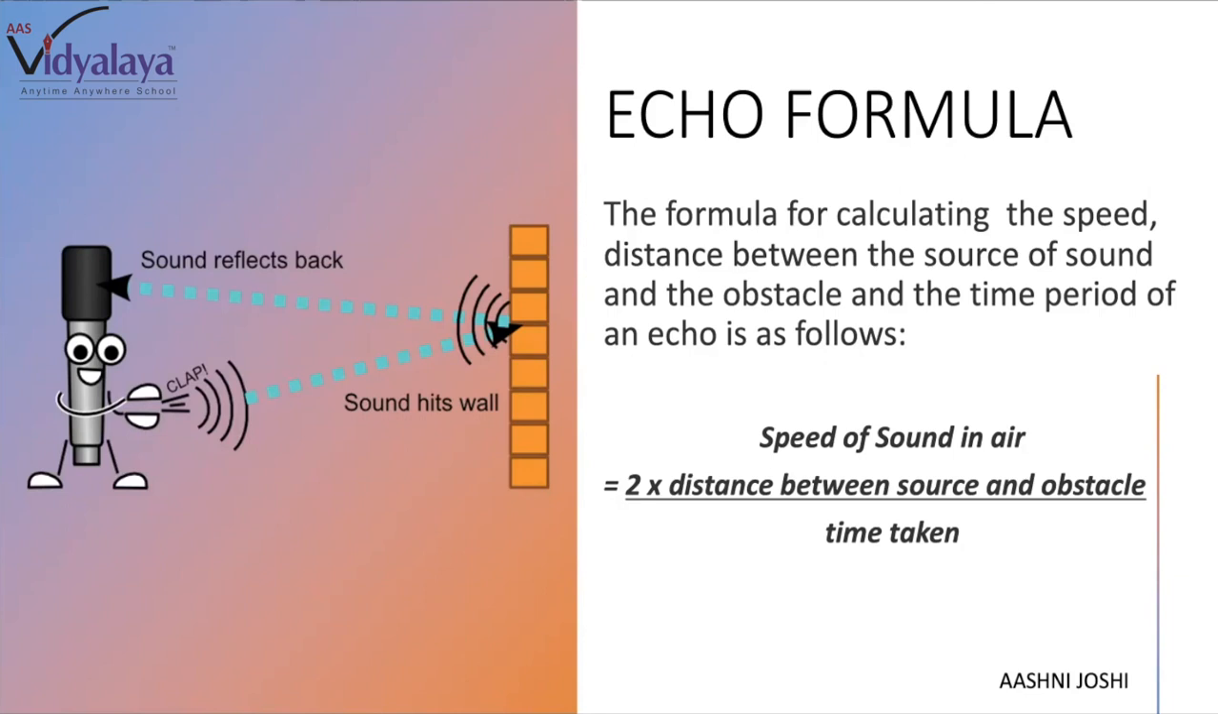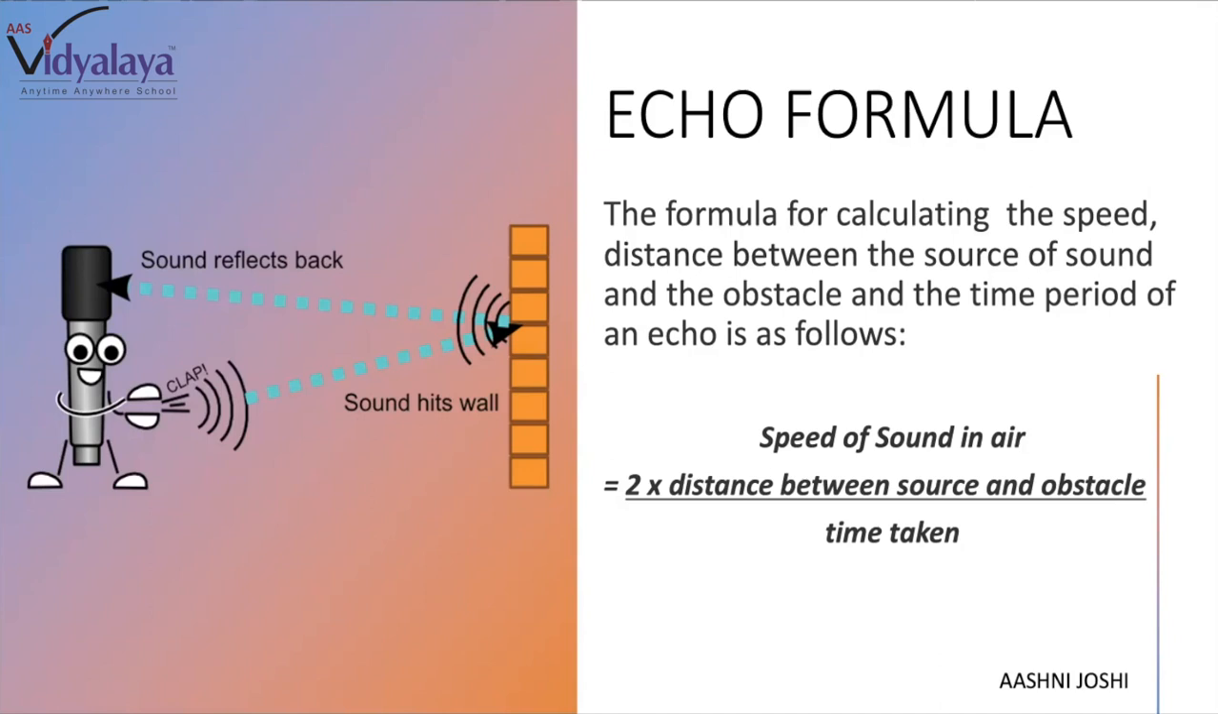Usually, the formula for speed is distance upon time. So what is the 2 doing here? Now, I'll explain that. When we consider time taken, this time is not only the time taken for the sound wave to go from the source to the obstacle. It includes the time taken for the sound wave to go from source to obstacle and then back from obstacle to source. Since the distance being covered by the sound wave is twice that of between the source and the obstacle, we have to take the distance twice.